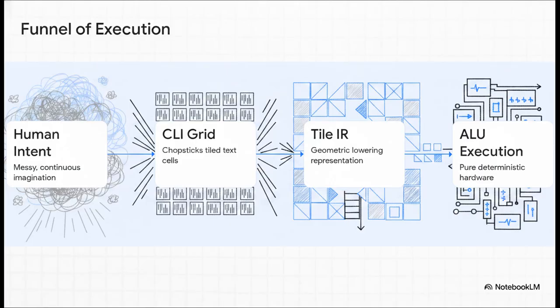So the crucial thing to visualize here is this macro to micro funnel of formalization. Step 1, we start with messy human intent. Step 2, we squeeze it into that rigid CLI chopsticks grid. Step 3, we lower that text into a geometric tile intermediate representation. And finally, step 4, pure ALU execution. At every single stop down this ladder, we are deliberately trading our expressive human freedom for strict mathematical certainty.